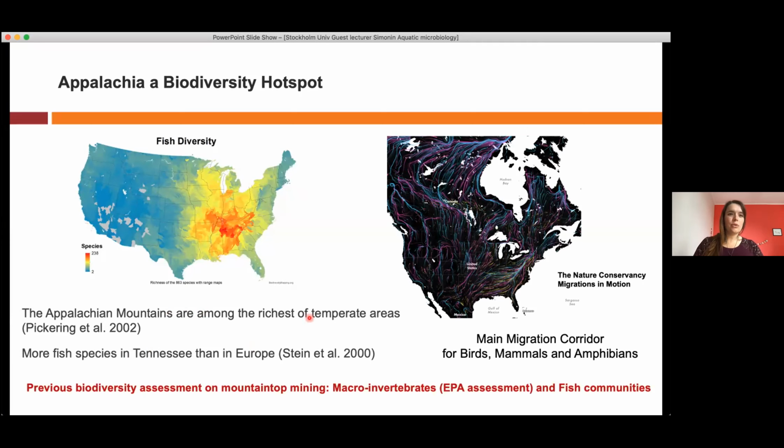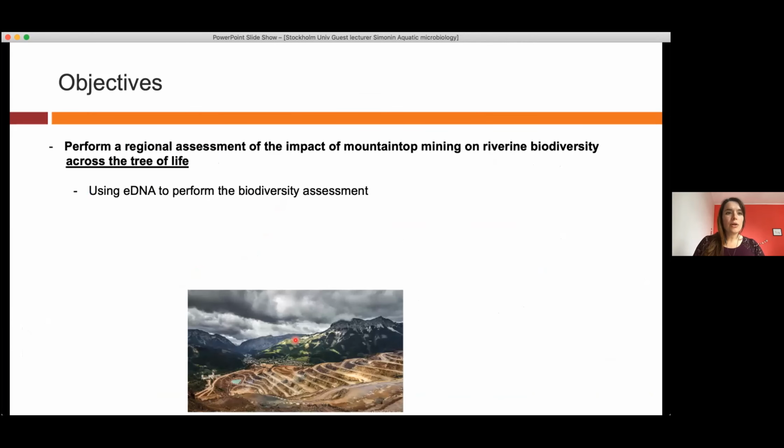interest in understanding what really is the impact of mountaintop mining on biodiversity as a whole, not only on macroinvertebrates, but previous biodiversity assessments were only focusing on macroinvertebrates and fish communities. But here our objective was really to perform a regional assessment on the impact of mountaintop mining on riverine biodiversity, but really across the tree of life, so from bacteria to fish. And to do this, we used environmental DNA.